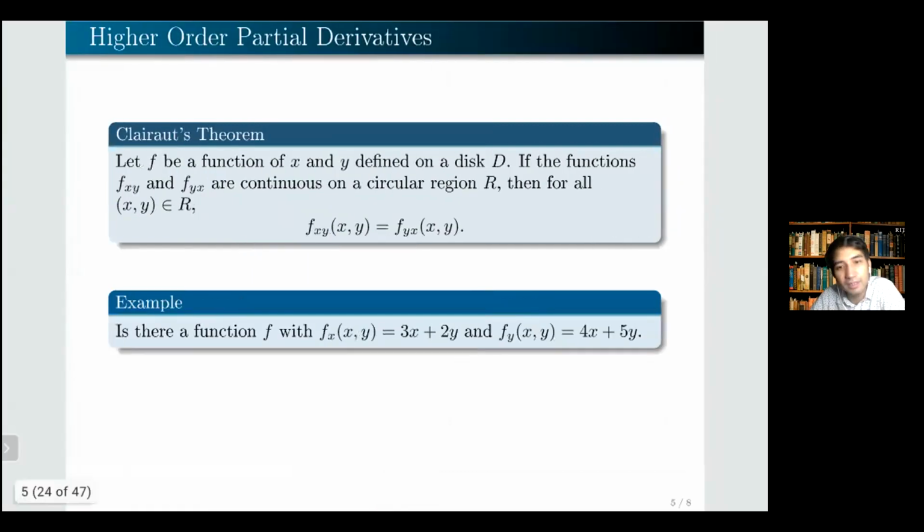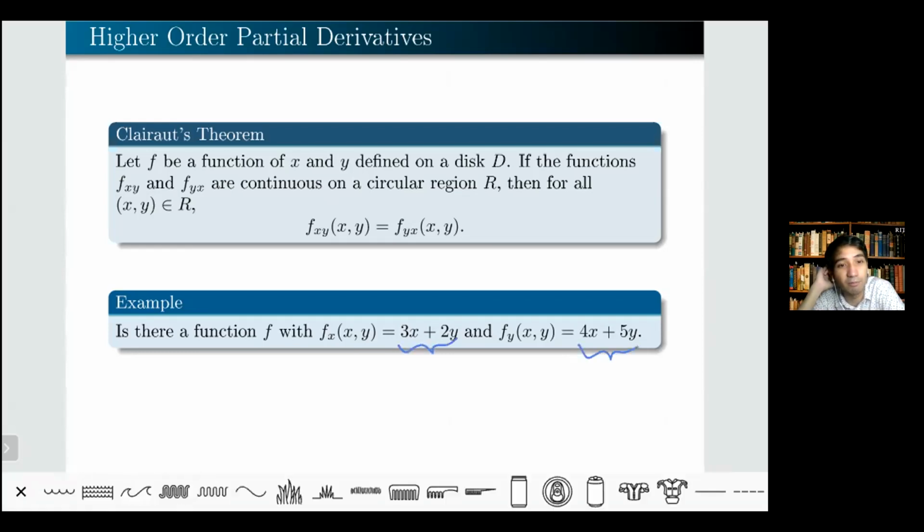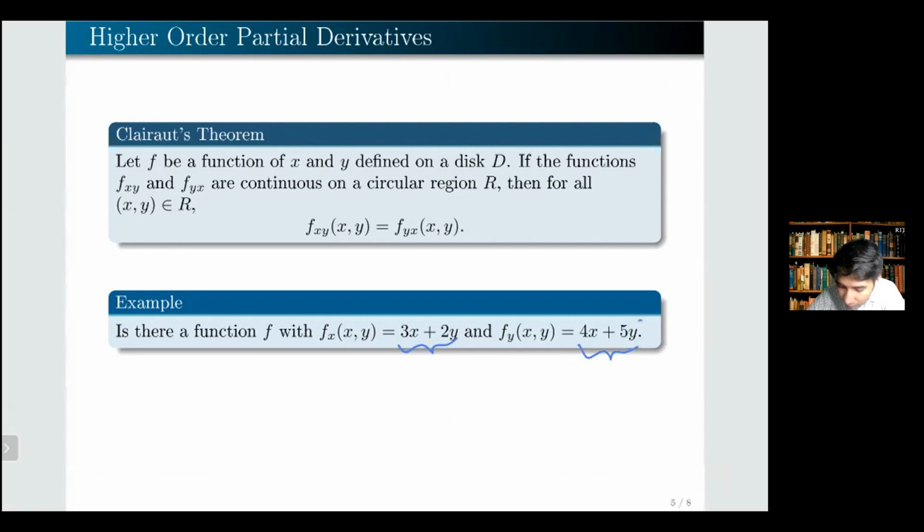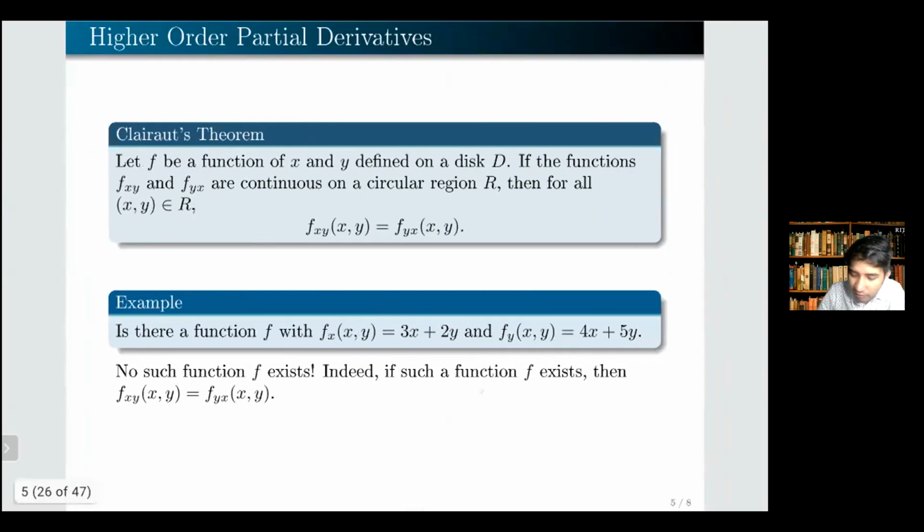Okay. So here's an example. Kunwari, may tanong. This is an example where Clairaut's theorem can be useful. Meron bang function, is there a function f whose partial derivative with respect to x is 3x plus 2y? Tapos yung partial derivative niya with respect to y is 4x plus 5y. Meron bang ganyang function? Question mark. Okay. So, ang sagot dyan ay wala. There's no such function kasi kapag tinignan niyo yung kung meron mang function na ganyan, ibig sabihin, kasi polynomial lang yung mga yun, di ba?